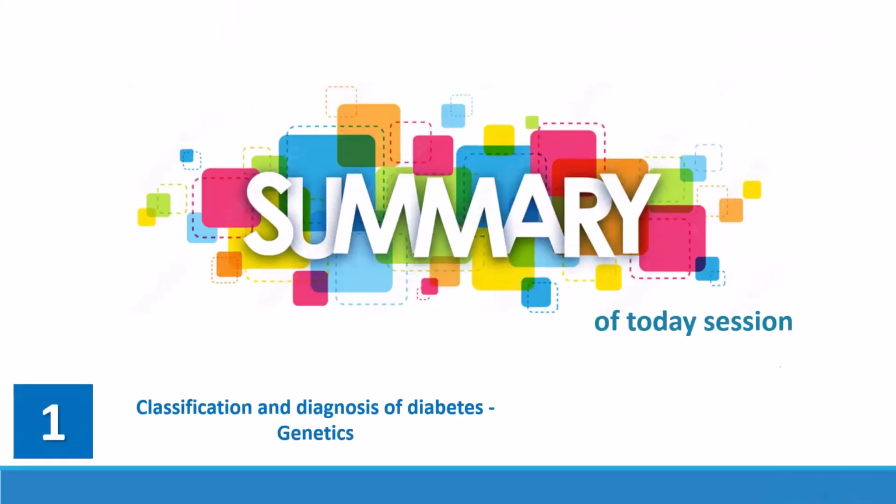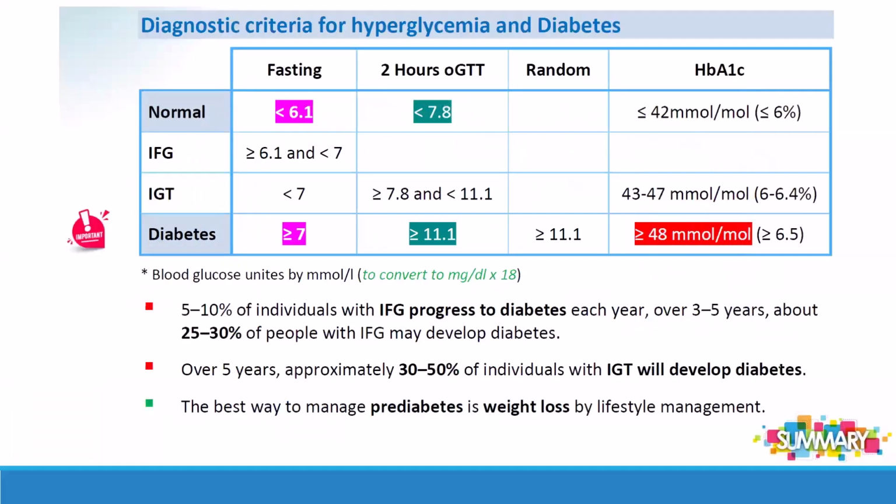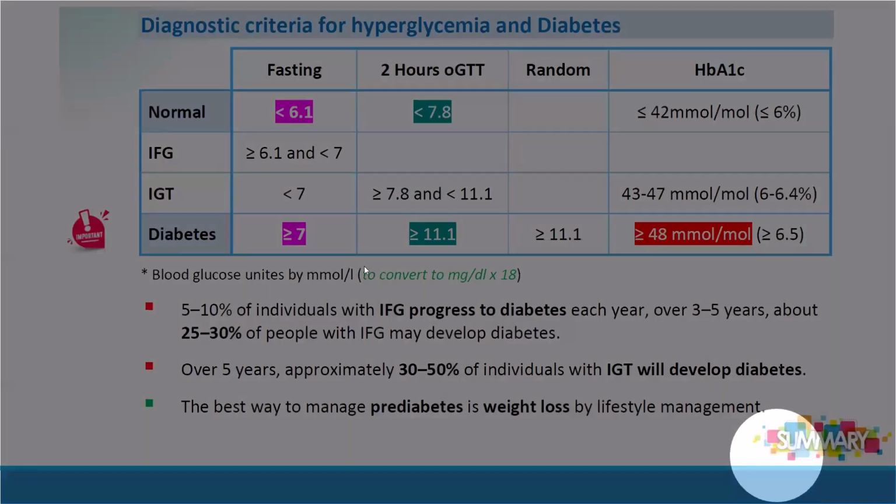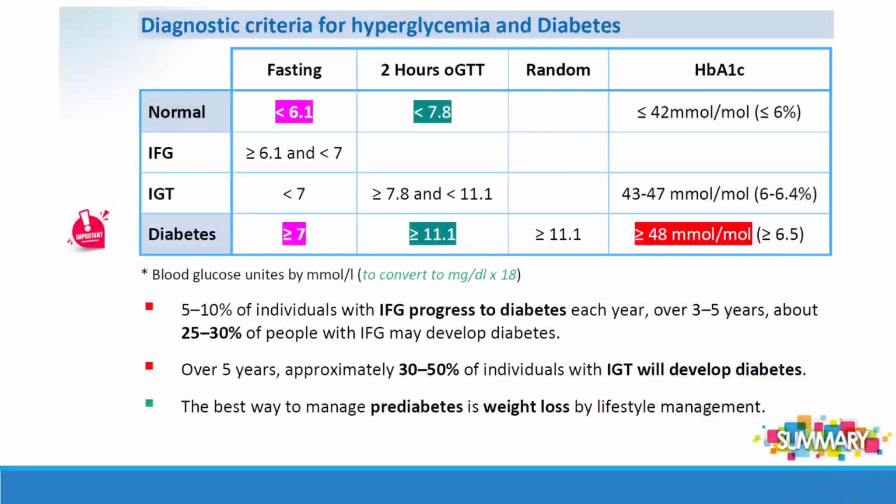Let's summarize my session today, and actually the summary is the same as I mentioned at the beginning of the session. The diagnostic criteria of diabetes mellitus are very important, and don't forget that for fasting less than 6.1, the American Diabetes Association has a different cutoff point, and also hemoglobin A1C has a different cutoff point for the American Diabetes Association. Impaired fasting will progress to diabetes mellitus in about 10% over 5 years, and if we have impaired glucose tolerance, the risk will be doubled.